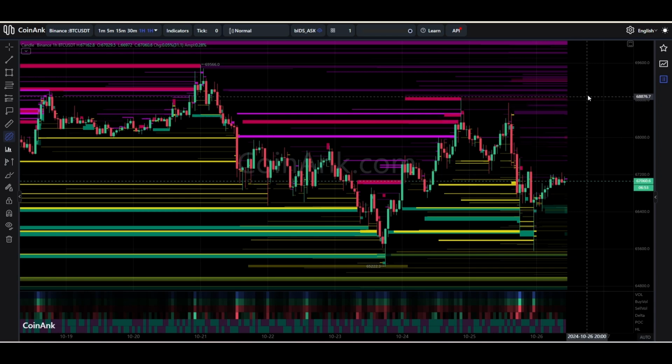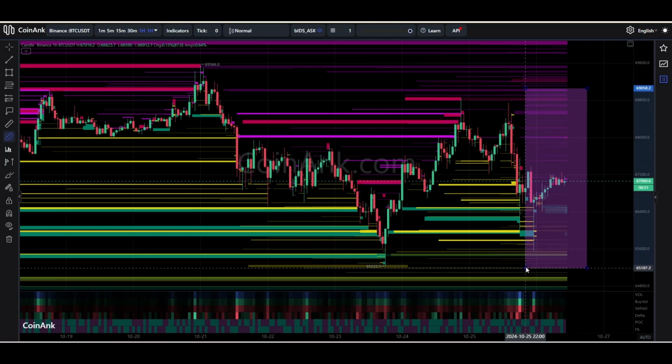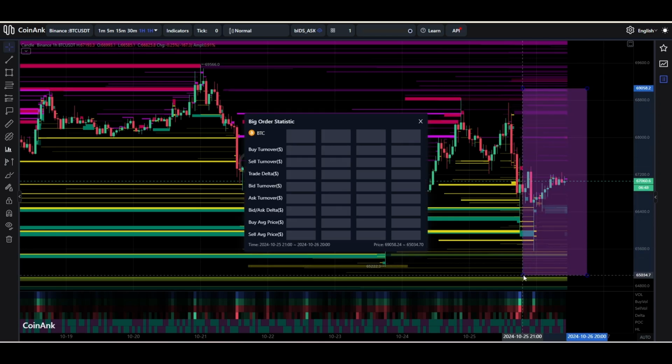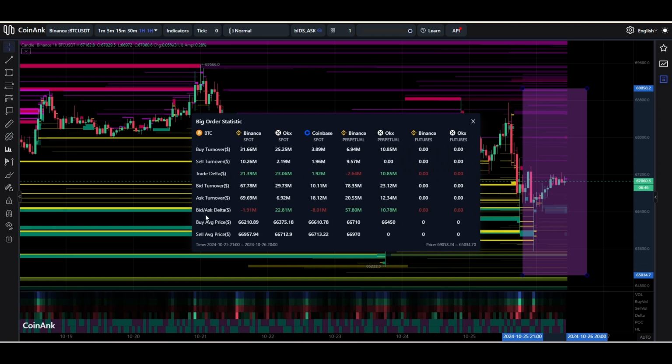So what's really important here is, let's say we take 69K to 65K. The most important thing right here for me is this bid ask delta. And on the Binance exchange, Binance really is the driver of this market, so this is the most important number for us, in my opinion at least.